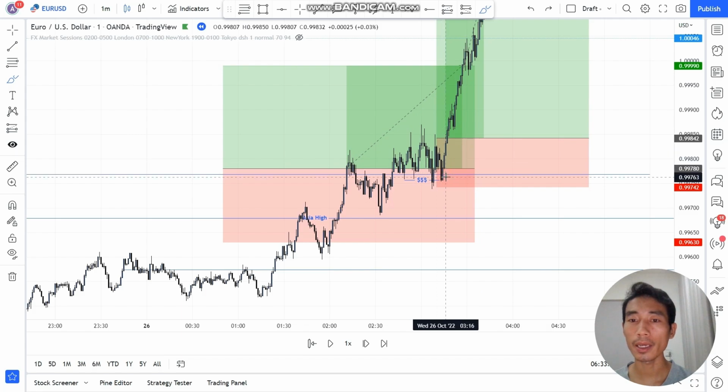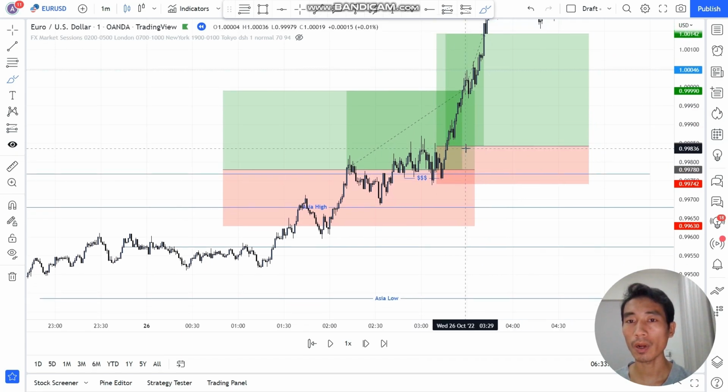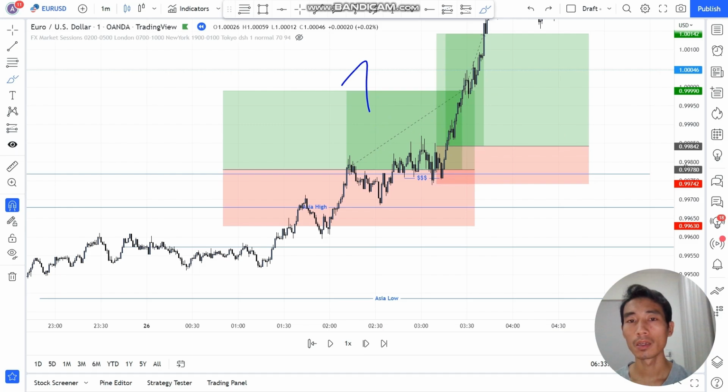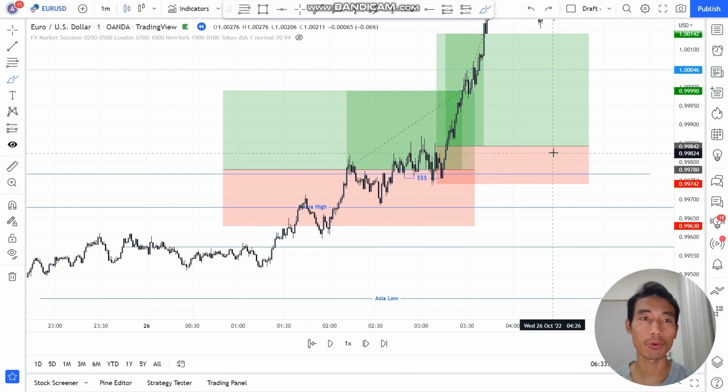Price came back here, almost touched my stop loss, and then rallied higher, but I couldn't hold it. I closed around, I think, 1.5R. Yeah, so that's it. Let me show you the execution.